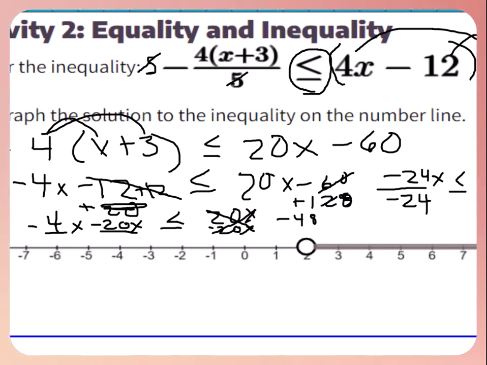You will see these on the test, so make sure that you remember when you multiply or divide by a negative, this is going to change direction. Anything divided by itself is 1. So we have 1x greater than or equal to, negative divided by negative is a positive, 48 divided by 24 is 2. Now we've got to circle in 2 because it's equal to 2, and then shade in to the right. So that's our solution.